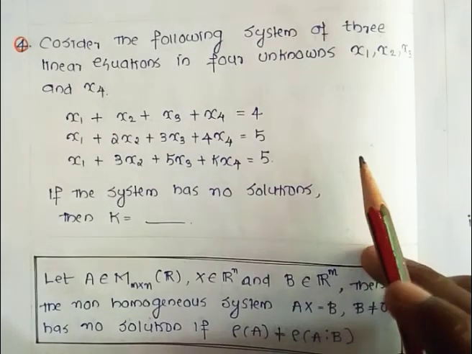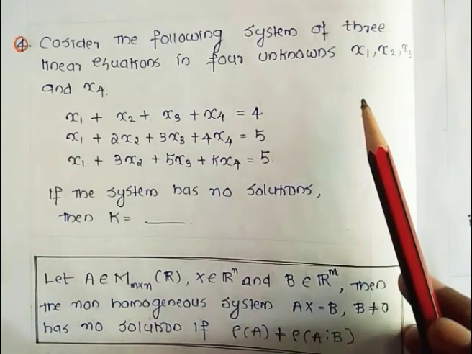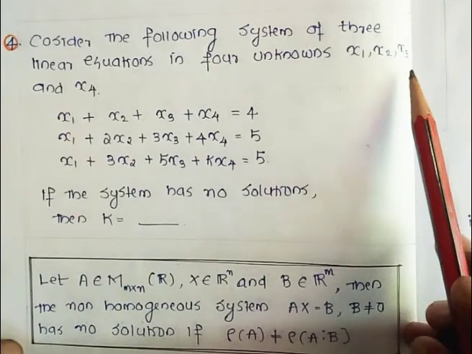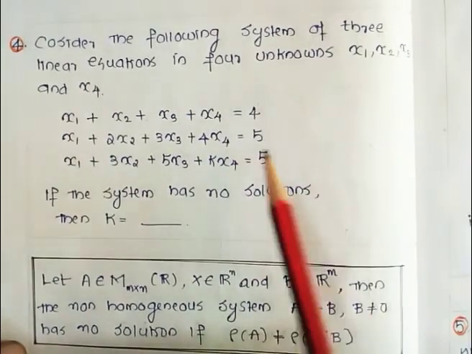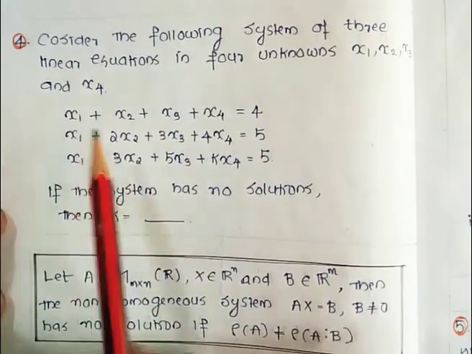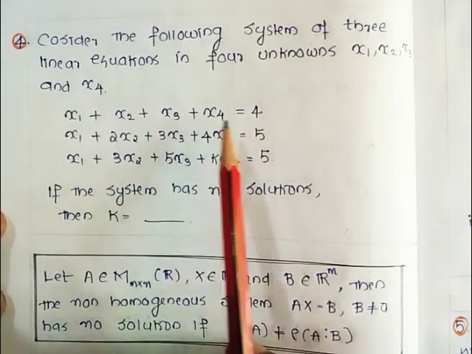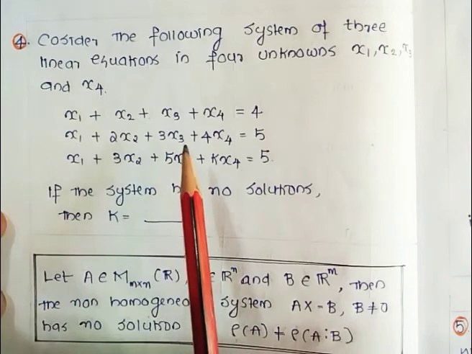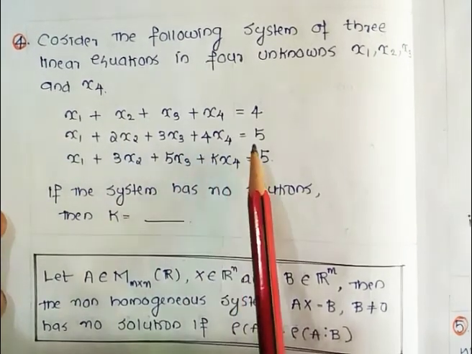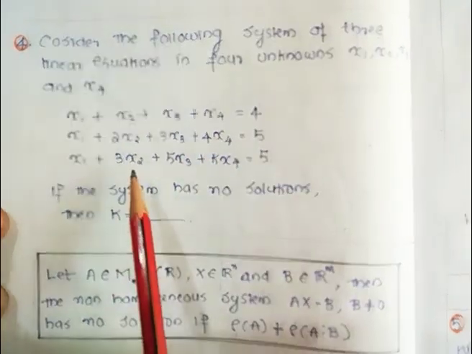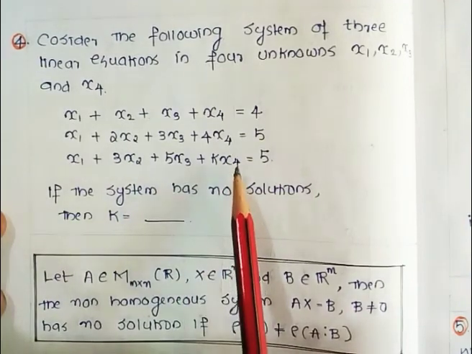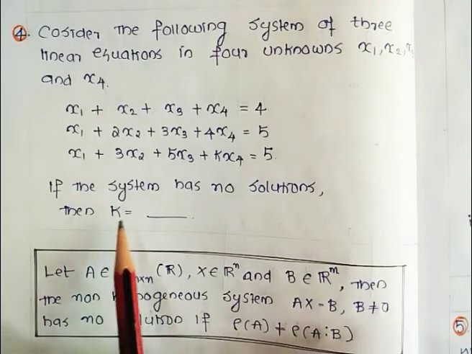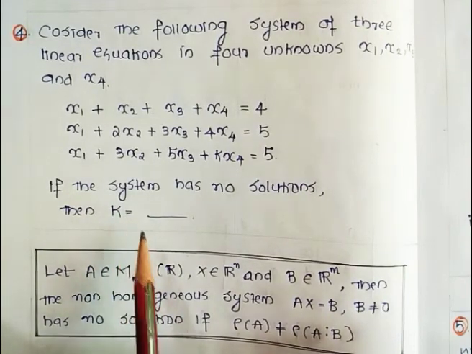Now next question. Consider the following system of 3 linear equations in 4 unknowns x1, x2, x3 and x4. The system of linear equations is x1 + x2 + x3 + x4 = 4, and x1 + 2x2 + 3x3 + 4x4 = 5, and x1 + 3x2 + 5x3 + kx4 = 5. Then if the system has no solution, find the value k equal to dash.